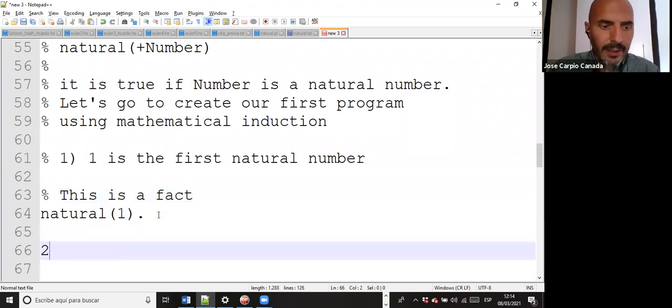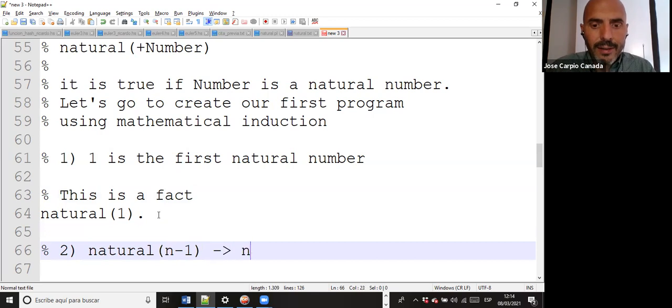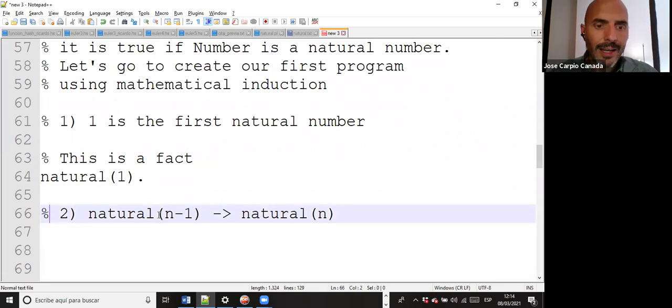Second part, please help me, I need your help. Tell me what is the second part of induction for naturals? I have to write something like natural(n-1). If that is true, then natural(n) will be true. This is the idea. If natural of whatever is true, then the next one will be true. Is that okay?